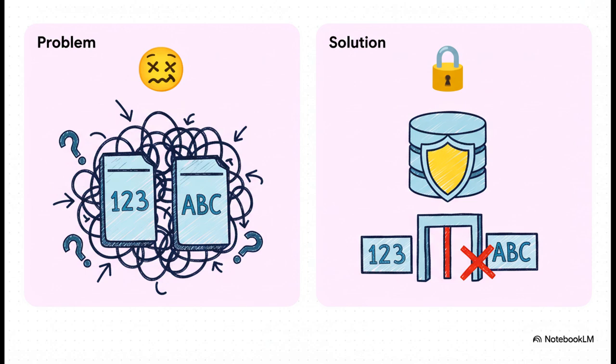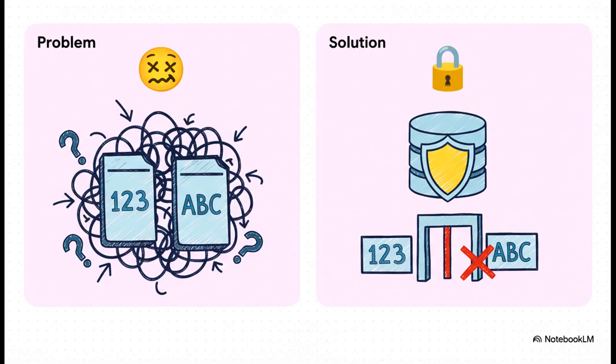And by having that one central spot, you automatically fix the next problem, inconsistency. The DBMS enforces something called data integrity. It's basically a set of rules for the data. Like, a student ID must be a number, not a word, or every student has to have a valid phone number.